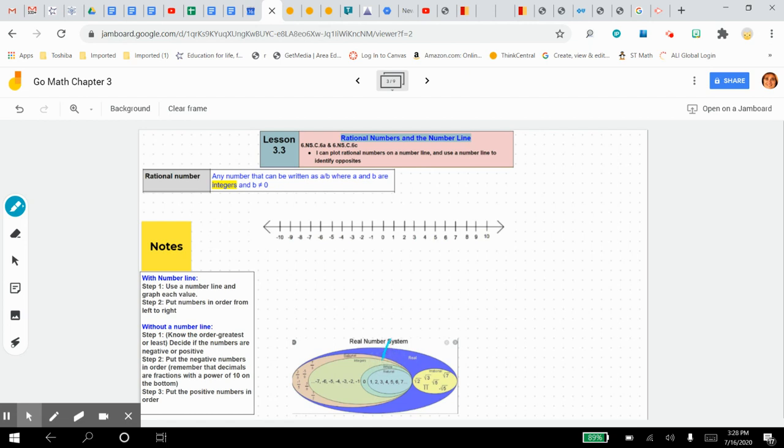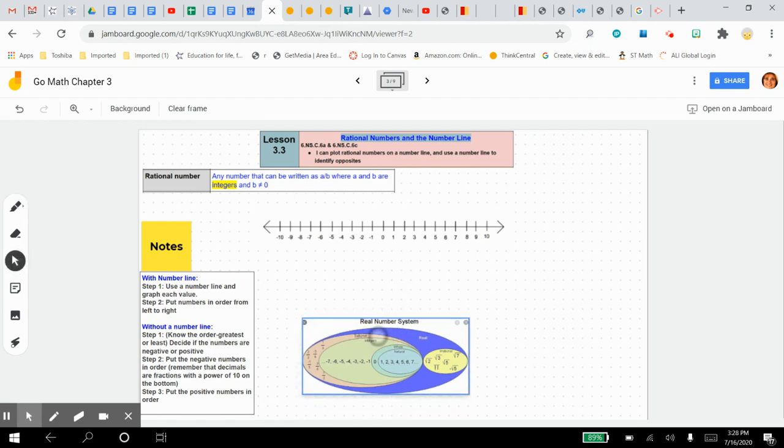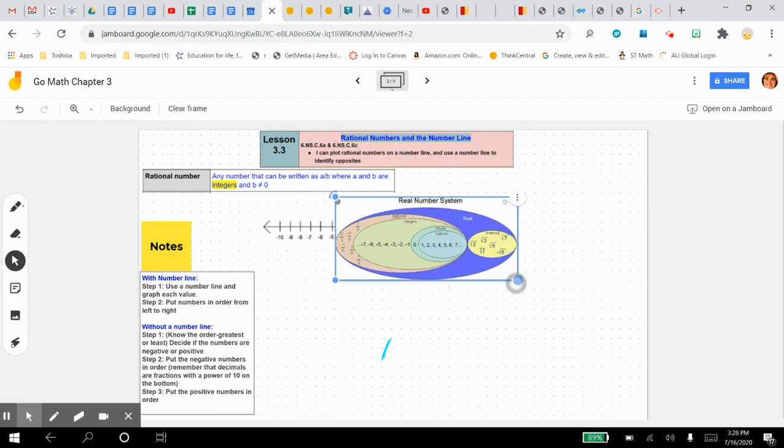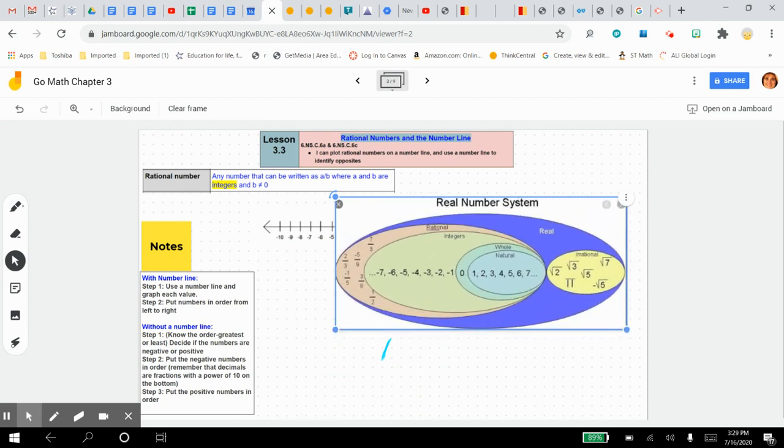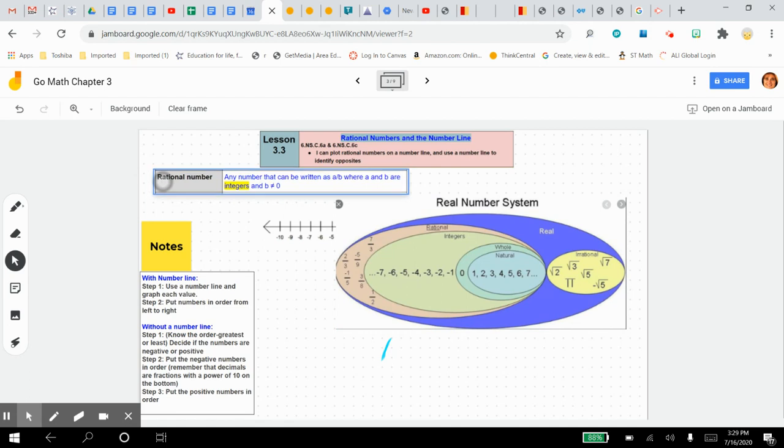Before we get started though today, I want to pull up this little chart here really quickly. This chart might help you to understand what we're going to be dealing with today. The real number system. We're going to be working with rational numbers. You see the box up here? This is any number that can be written as A divided by B, where A and B are integers, and B is not equal to 0.